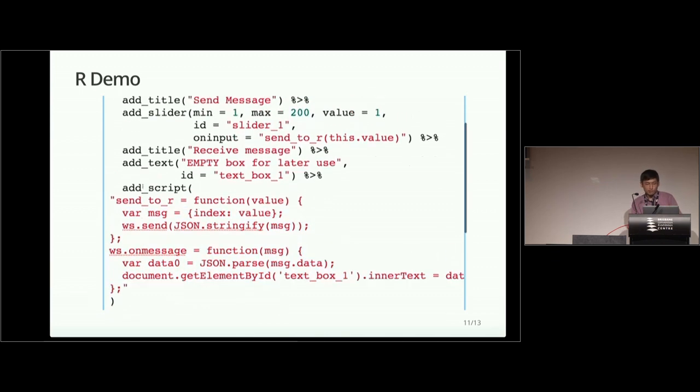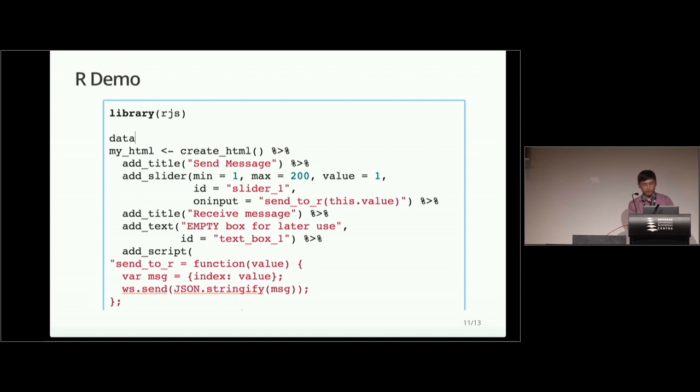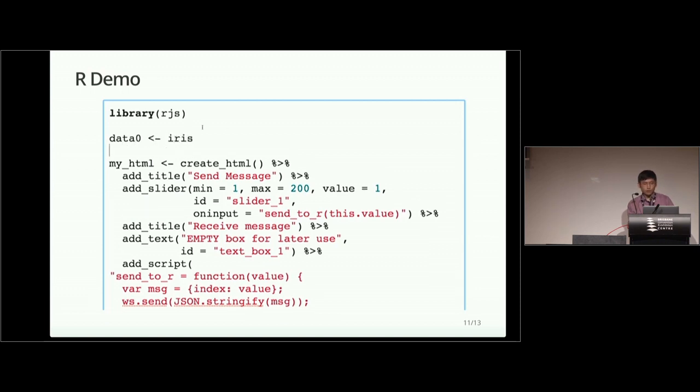Okay, so now let's add a plot to it. To plot something, we need data. So let's say I put in data0, let's say the iris data set. What's inside that data set is not important, it's just a data frame. And that slider, I want it to control the row of that data. So when I slide that slider, I have this value, and I want to extract the row of that data.